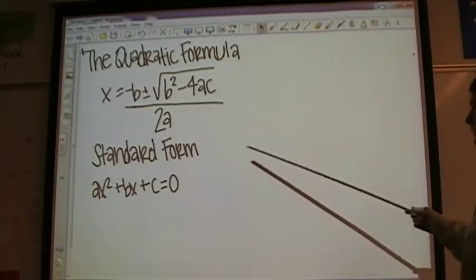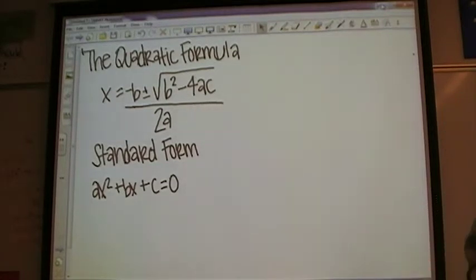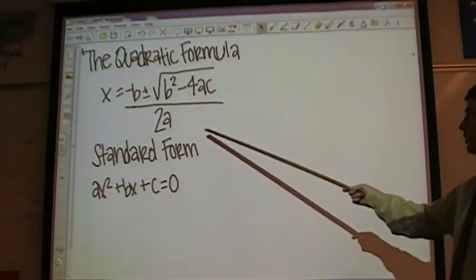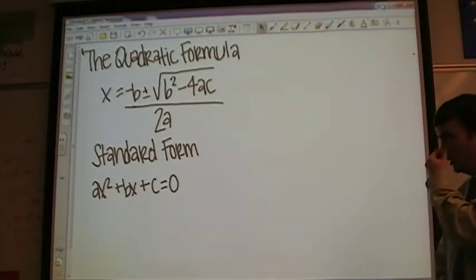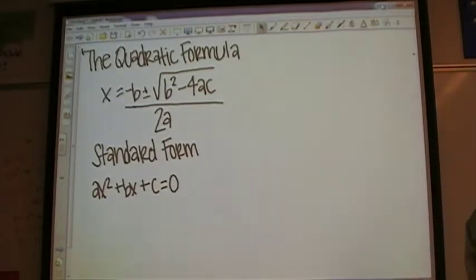This is the quadratic formula. I will give this to you. X equals negative b plus or minus the square root of b squared minus 4ac all divided by 2a. Now, in order to use the quadratic formula, your quadratic must be in standard form. So standard form is right here. Y'all know that already. Ax squared plus bx plus c equals 0. Okay? So make sure you have that down.